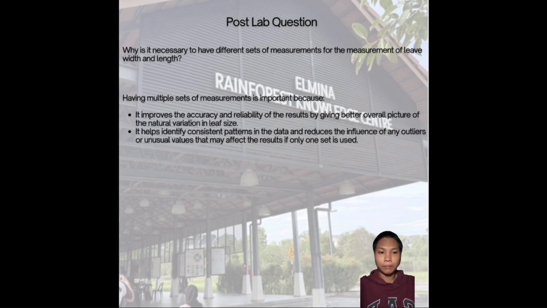For question 3 in practical 1: why is it necessary to have different sets of measurements for the measurement of leaf width and length?